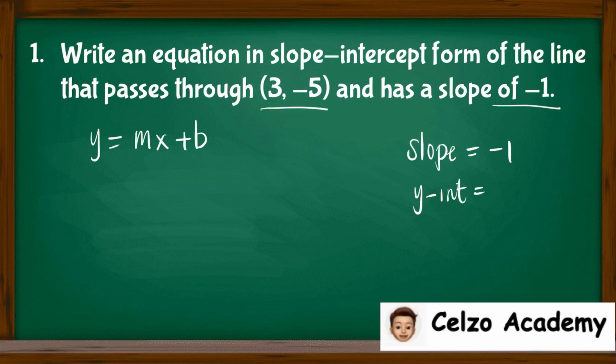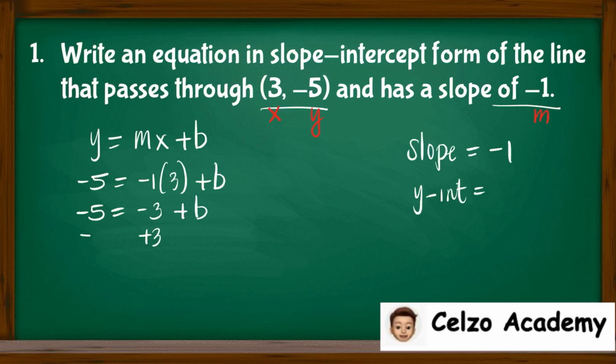The given point (3, -5) is the value of the x and y. And the slope -1 is the value for m. Now we can substitute the x, the y, and the m value into our slope-intercept form. So our y value is -5, our m is -1, and our x is 3. So from here, we can solve for the b or the y-intercept. So now we have -5 equals -3 plus b. Doing the inverse operations, we can add 3 to both sides. So this means that the b value is -2.